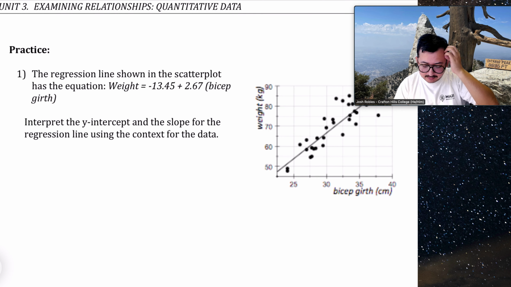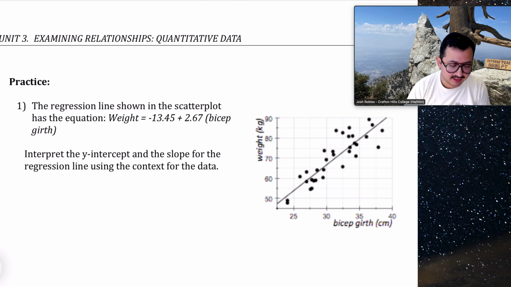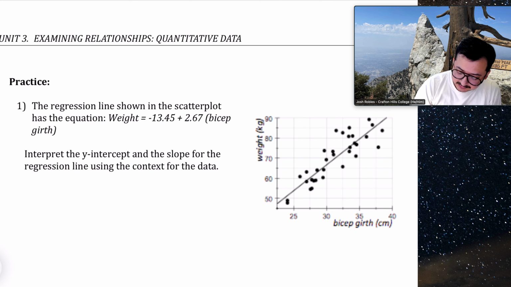All right, so we have bicep girth and weight. Same one as before. So your weight equals negative 13.45 plus 2.67 times your bicep girth to predict your weight, right? It's not saying for sure that's your weight, but a good prediction. It looks pretty well correlated, so it'd probably be a pretty good prediction.